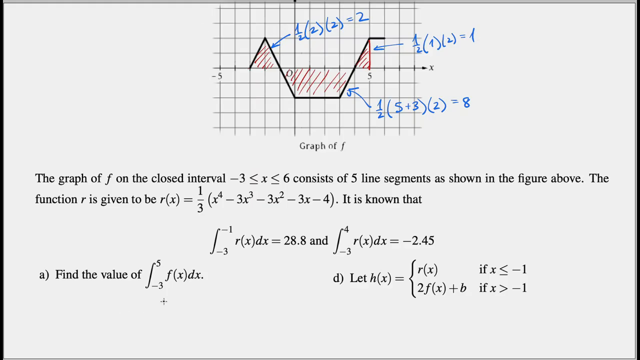All right, so then this integral is 2, that's positive because it's above the axis, and then minus 8, since that's below the axis, and then plus 1, okay, which is -5.